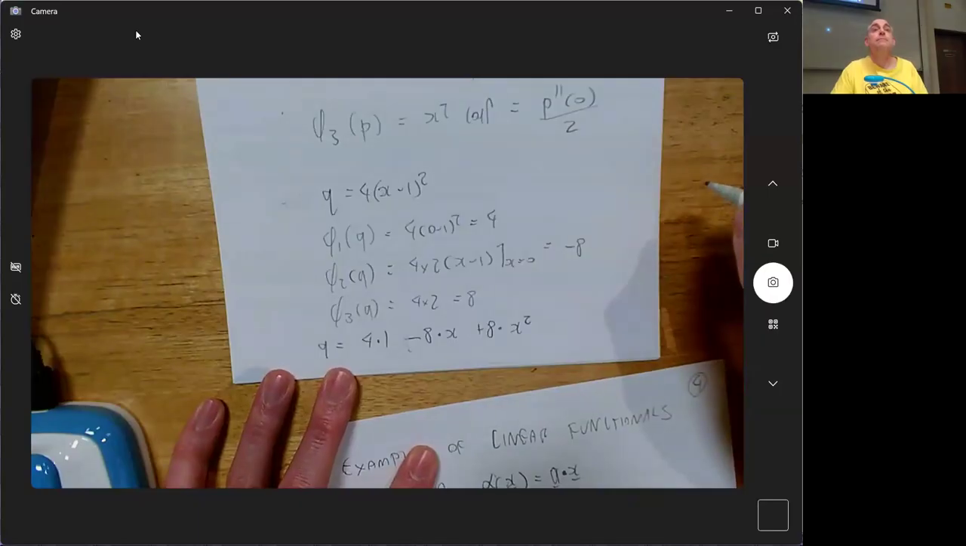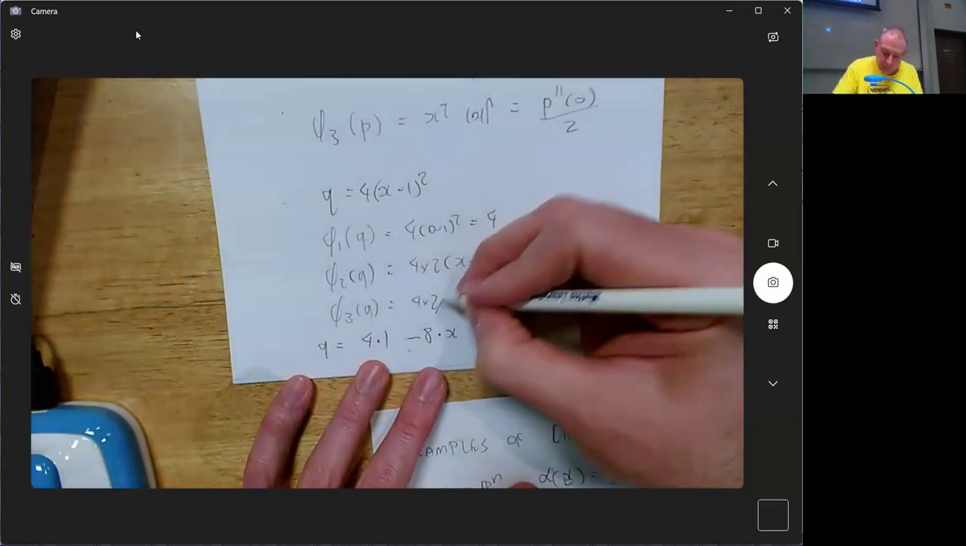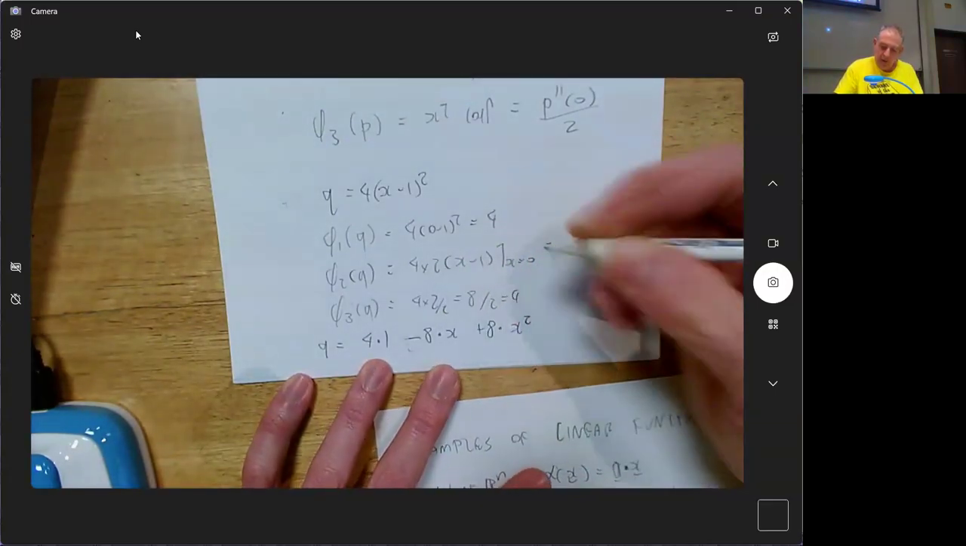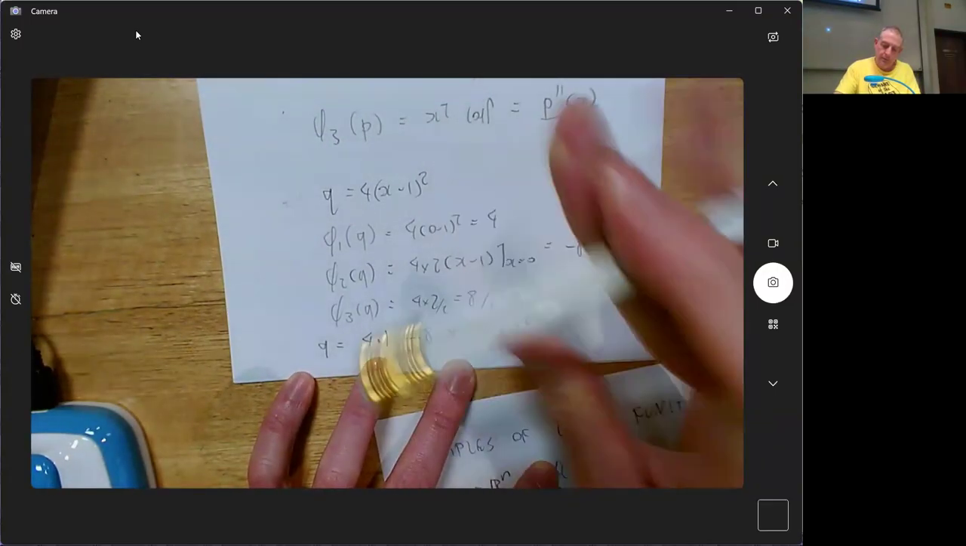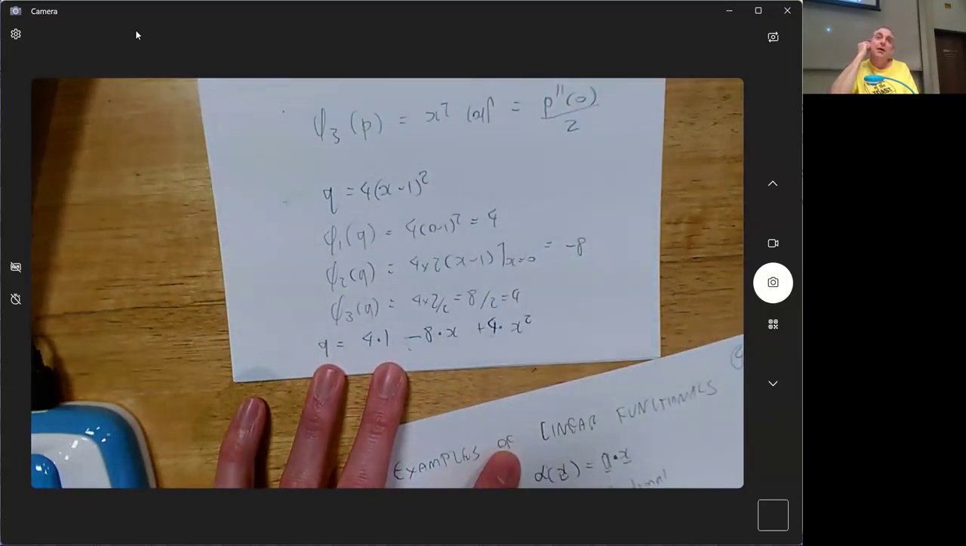What's that? I've got to divide by 2, don't I? Sorry. Thank you. Which is exactly what you get when you expand that out.